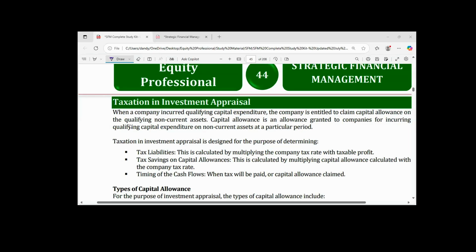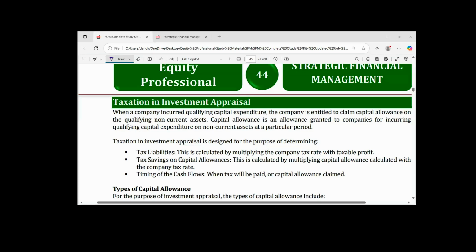However, in capital investments, or in finance generally, capital allowance is granted in lieu of depreciation when a company incurs qualifying capital expenditure on non-current assets like buildings, plant and equipment, machinery, and the like. So the company is expected to claim capital allowance on the qualifying assets.